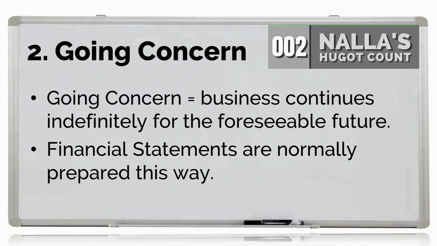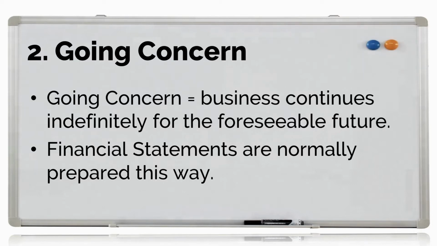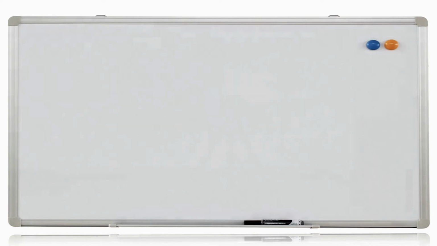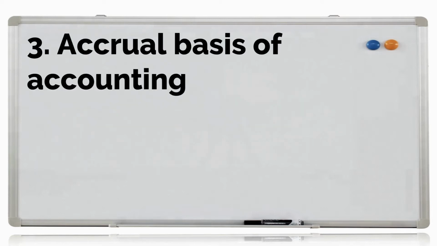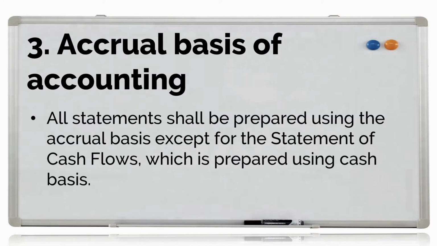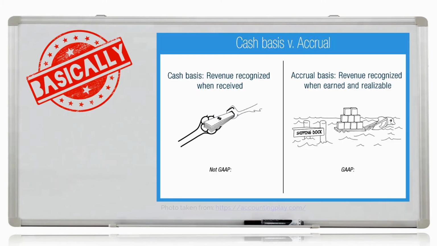When preparing such statements, management shall assess the entity's ability to continue as going concern. Third, accrual basis of accounting. All statements shall be prepared using the accrual basis except for the statement of cash flows, which is prepared using cash basis.